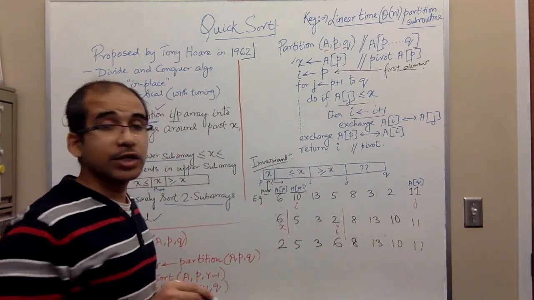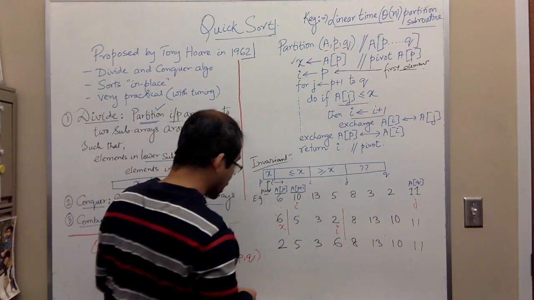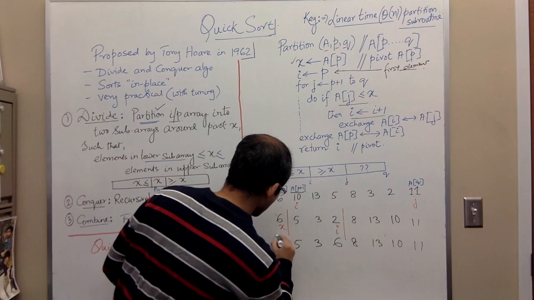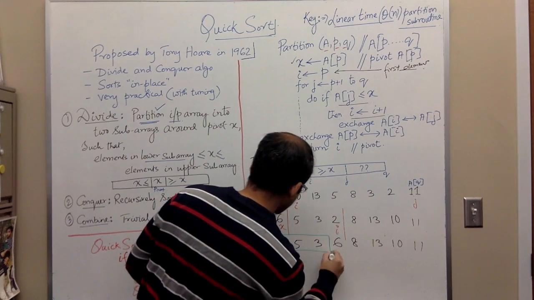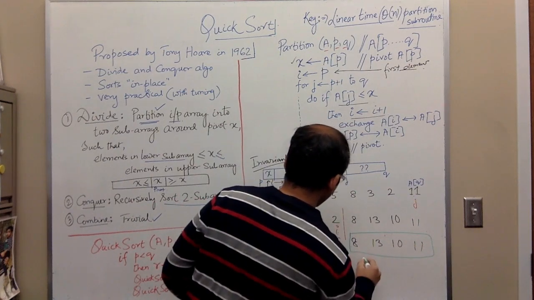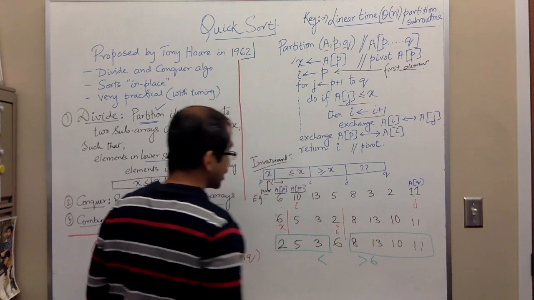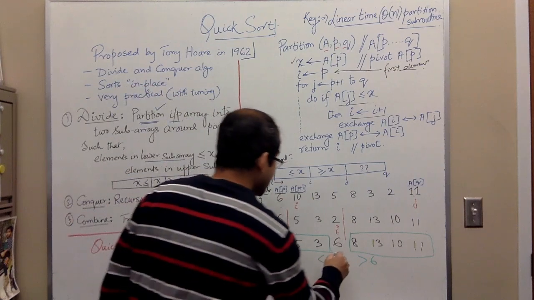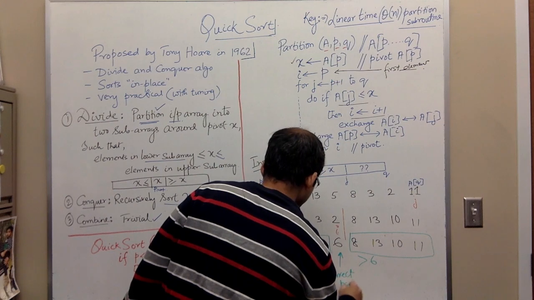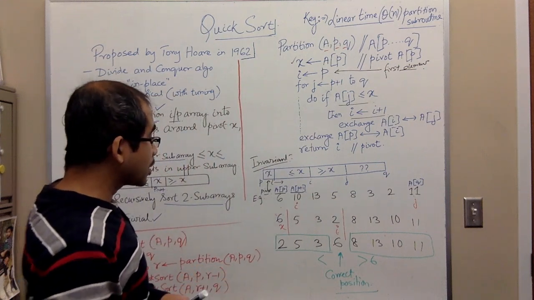Now one round is finished because j has finished checking up to the last element. Now you see what is happening. There is this list of elements. Here this group of elements are less than the pivot, less than 6, and this group of elements are greater than 6. So you see the pivot is in its correct position now.